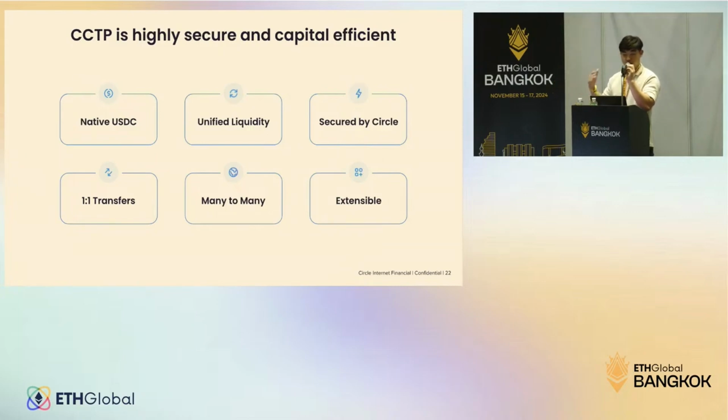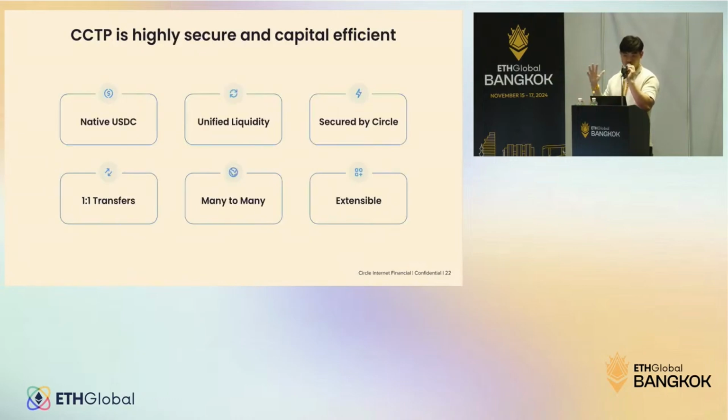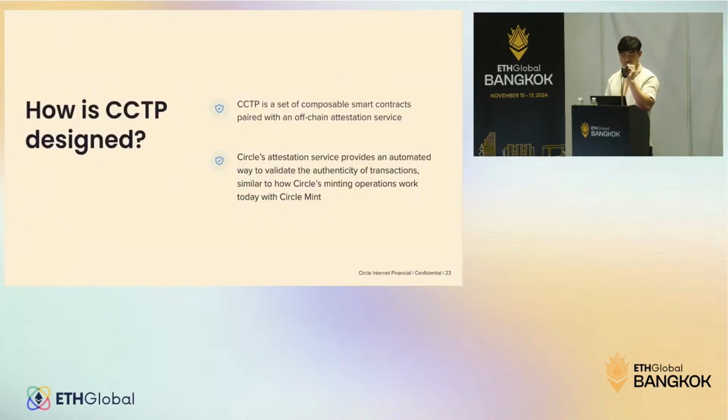So you can rest assured that this native USDC that is on these 9 different blockchains is very secure and compliant. Unified liquidity, because it exists not in just one blockchain silo but on many different chains that we support as well. So to give a little bit of context of how CCTP works, if you really want to use our native CCTP, it is a set of composable smart contracts, and it's paired with Circle's off-chain attestation service.